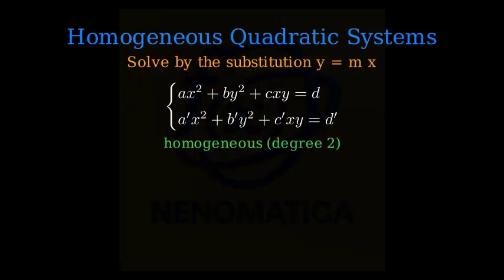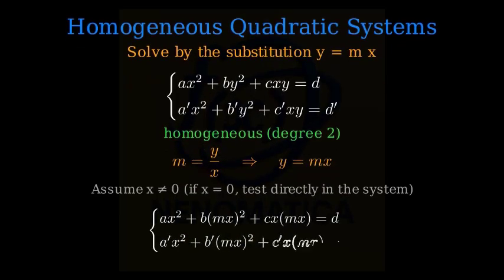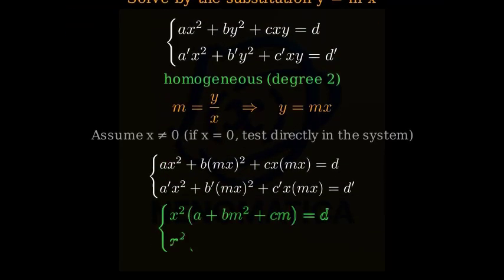Our key idea: let m be the ratio y over x, so y equals mx. We assume x is not 0. We will handle x equals 0 briefly at the end. Substitute y equals mx into both equations. Every term now has a factor x squared.